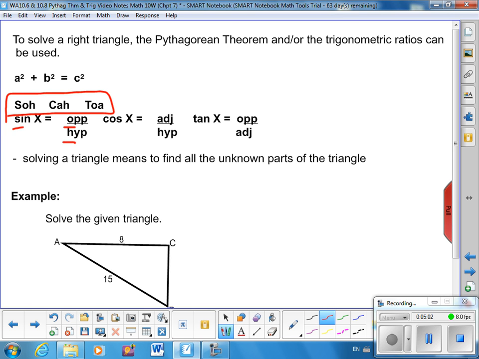So SOH is sine, opposite over hypotenuse. CAH is cos, adjacent over hypotenuse. And TOA is tan, opposite over adjacent. So that might help you, SOH CAH TOA, to remember what your combinations are.